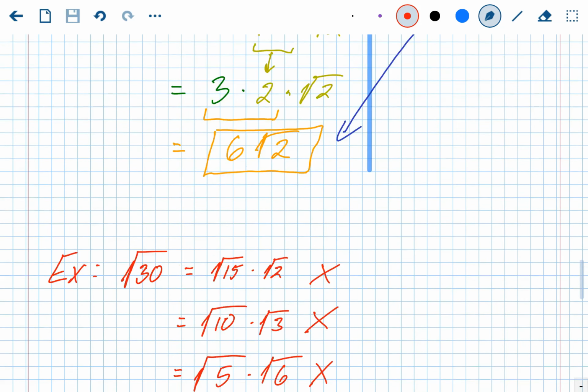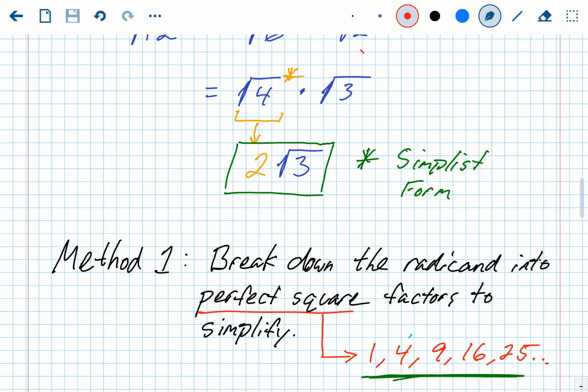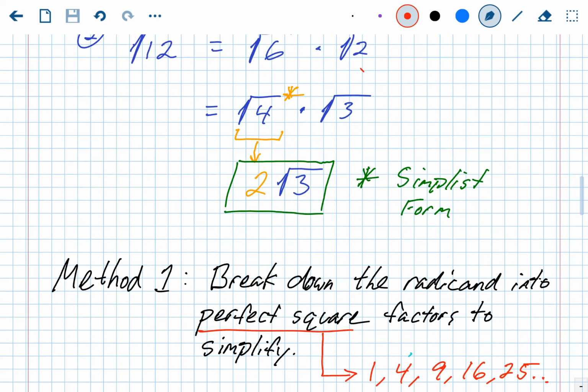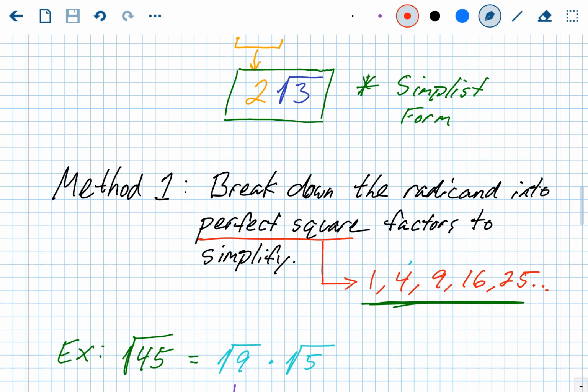All right, so that's the first method for simplifying radicals. Tomorrow we will do the other method. Both methods work. You can kind of pick and choose what you want.